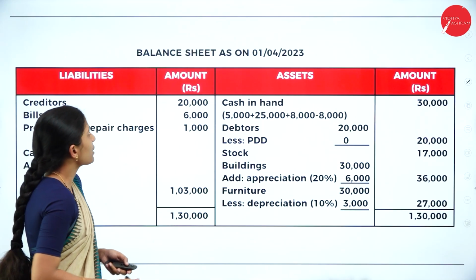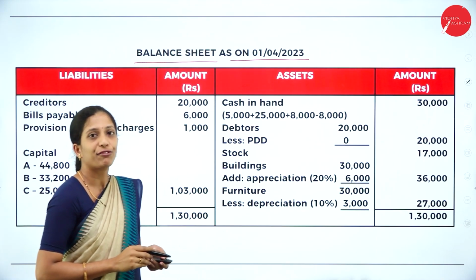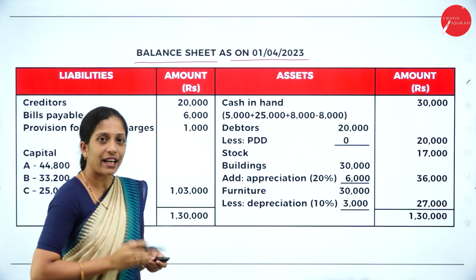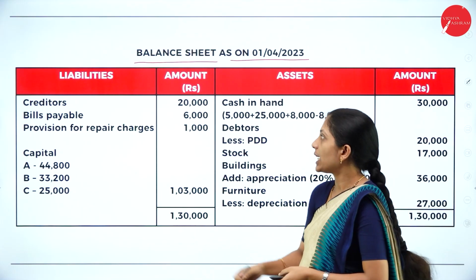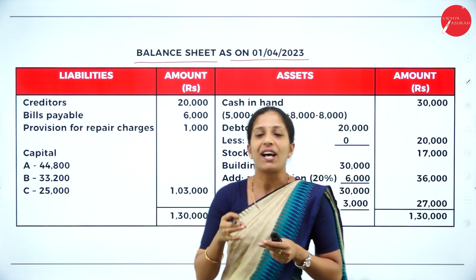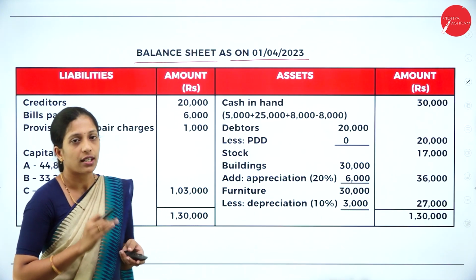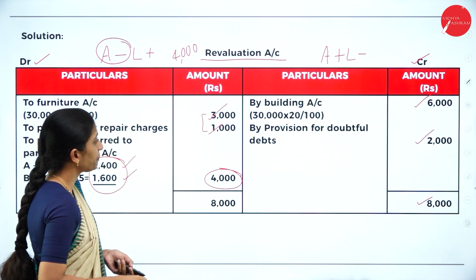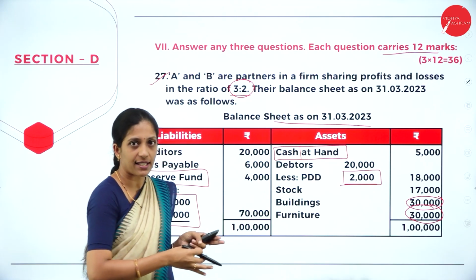Now moving on to the next one, the balance sheet. So we have to prepare the balance sheet also on 1/4/2023, that is on the date of admission of a partner. So what are the columns required for the balance sheet? Liabilities, amount, assets and amount. Now in order to prepare your balance sheet, you can refer to your question, that is your old balance sheet. Now go through the old balance sheet. We shall start from the asset side.